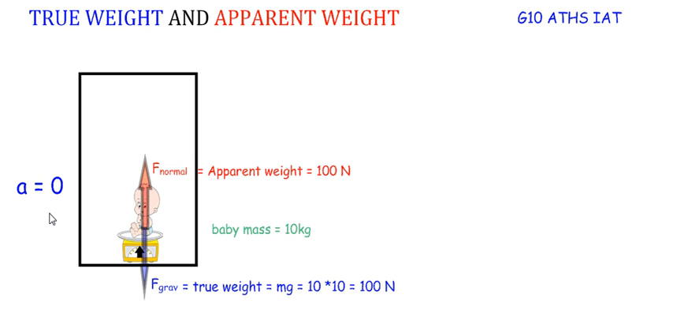If the acceleration of the lift was zero, therefore, according to Newton's first law, the forces acting on the baby were balanced, that means that the normal force and the gravitational force will be equal. So that means that the baby's apparent weight will also be 100 newtons and equal to the true weight. So the acceleration is zero when the lift is stationary, but it's also zero when the lift is either moving up or down with constant velocity.